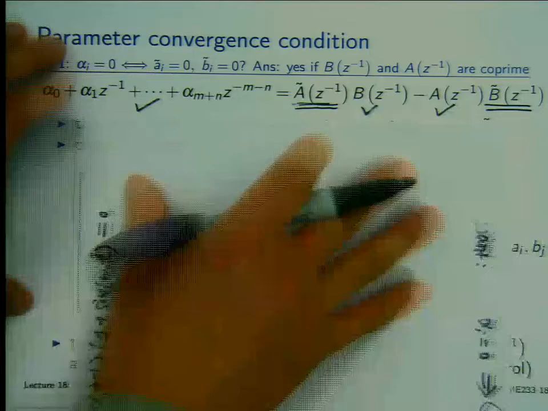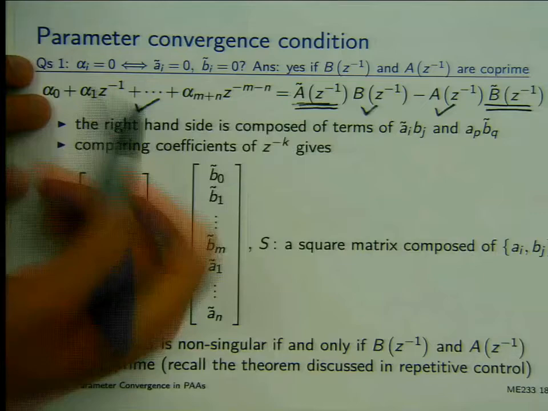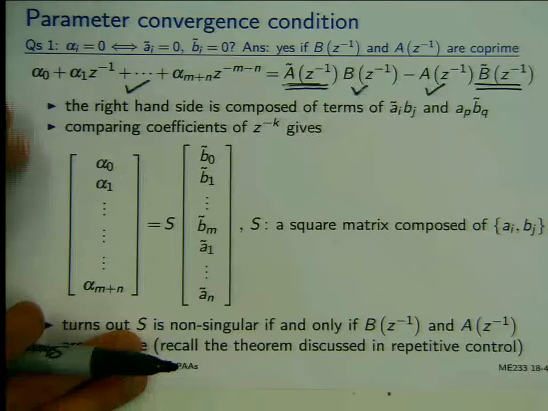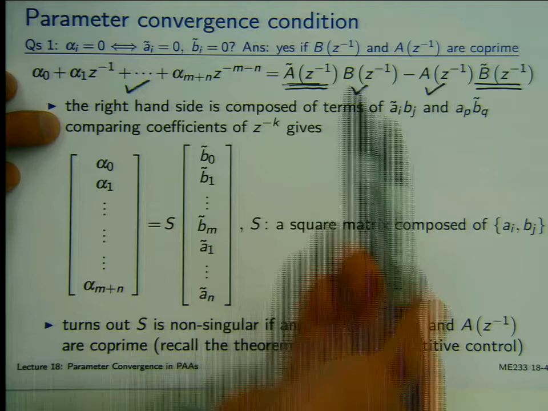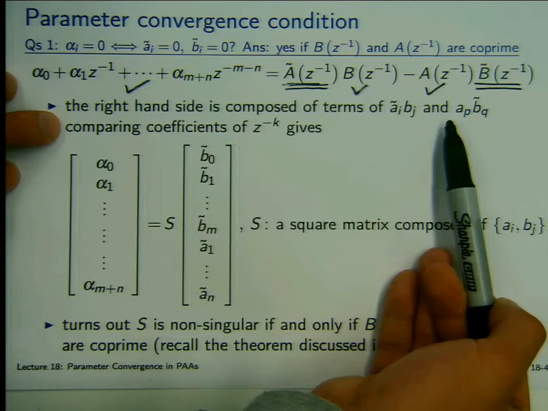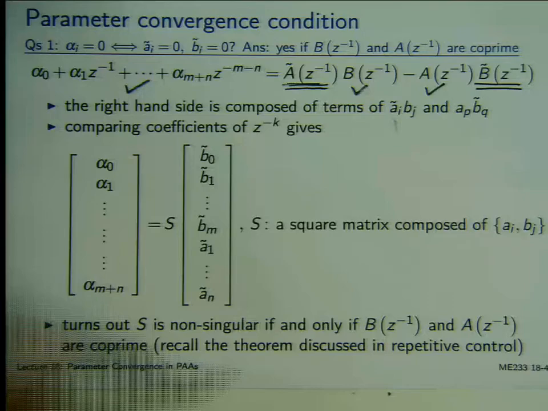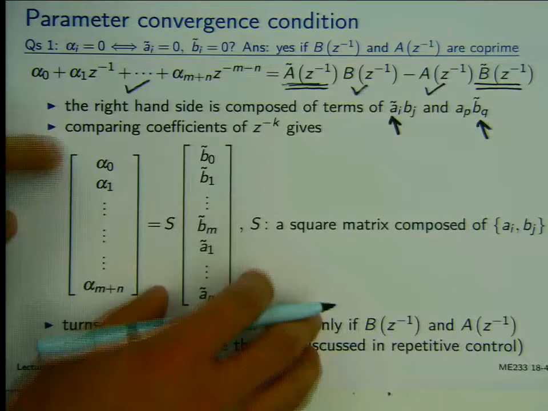It's sufficient, good enough if you get the big picture. The remaining steps are just verifications for this, okay? So the right-hand side, you see, is composed of terms of, look at this guy, A tilde times B and A times B tilde, these coefficients, okay? So if I regard the tilde as unknown and I put this here to solve, this is what we want to solve.